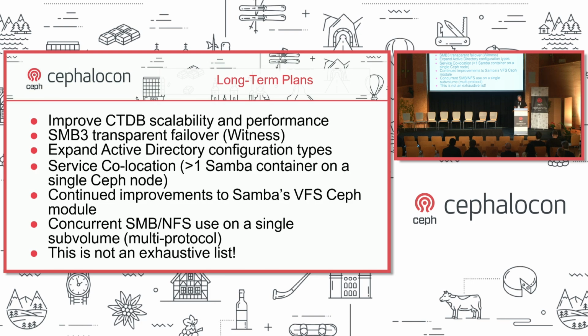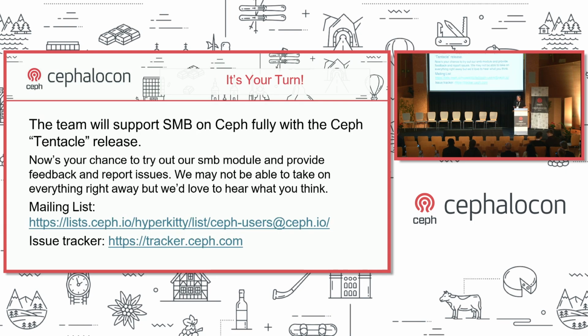And then the biggie is concurrent SMB and NFS on the same subvolume. This is something that we discourage today through a feature called earmarking, where the subvolume gets tagged as belonging to either NFS or SMB. Someday, in the not too distant future, we may support SMB and NFS on one subvolume. And of course, this isn't everything. So, our plan is to make this a fully supported feature on Ceph with the Tentacle release.